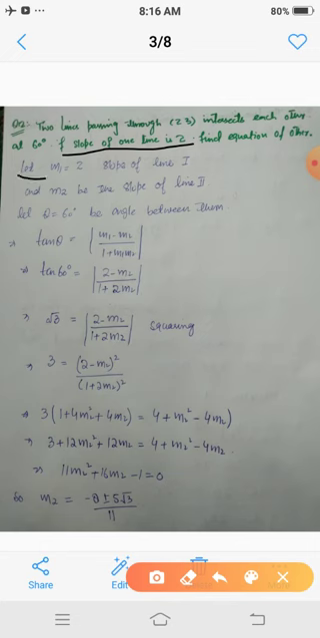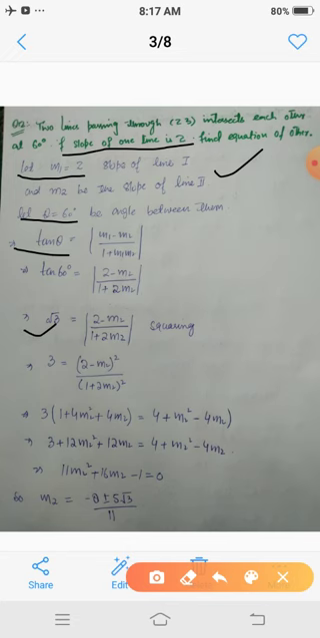Here m1, the slope of the first line, is 2. Let m2 be the slope of the second line. The acute angle between the two is theta equals 60 degrees, which implies that tan theta equals modulus of m1 minus m2 upon 1 plus m1 m2. So tan 60 equals modulus of 2 minus m2 upon 1 plus 2 m2. Now tan 60 is root 3, which implies this.